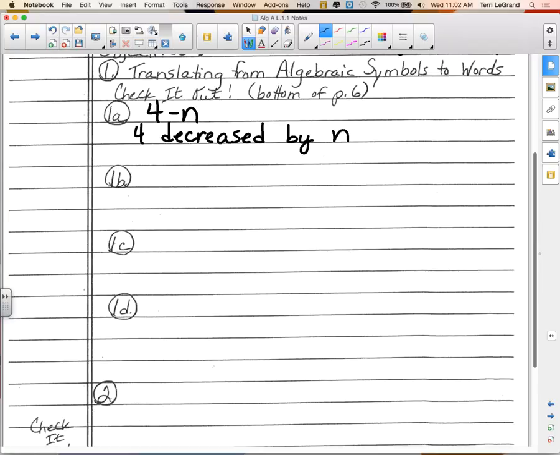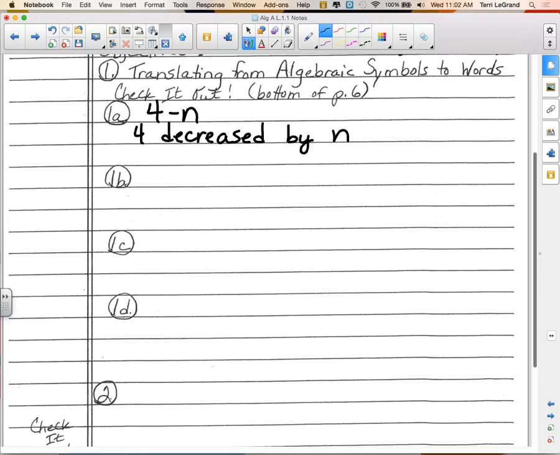Pardon? n less than 4? Or 4 less than n. Remember, subtraction's fussy. Here, in this one, could we have written n decreased by 4? No, because that would have been n minus 4. So "less than" is the tricky words one, and we have to know how to do it, because trust me, that's the one they want to challenge you on.